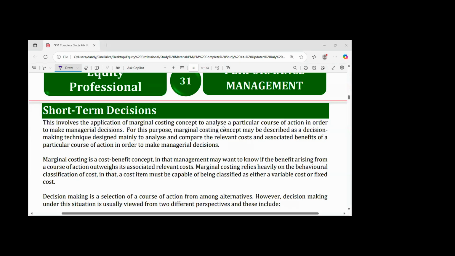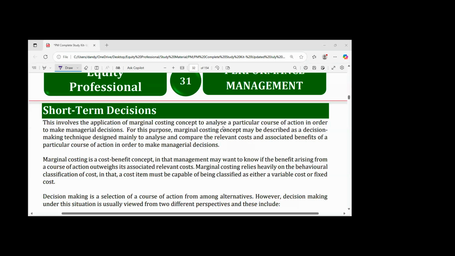So when it comes to decision making, you need the knowledge of marginal costing concepts. And of course, because there are several costs, not all costs are relevant. The principle of relevant costing will also be needed. So the combination of the two, marginal costing technique and relevant costing, is what will be used in adding value to managerial decisions.